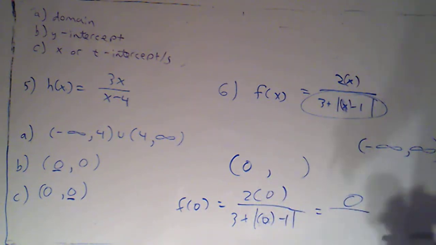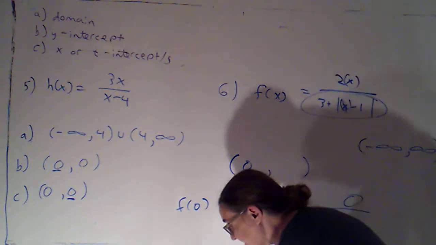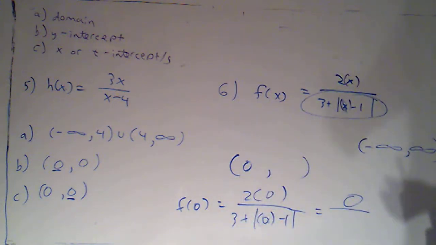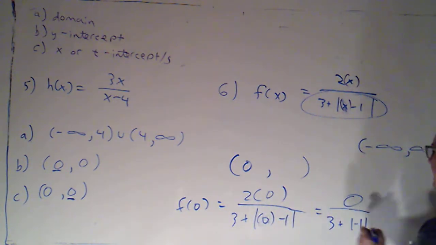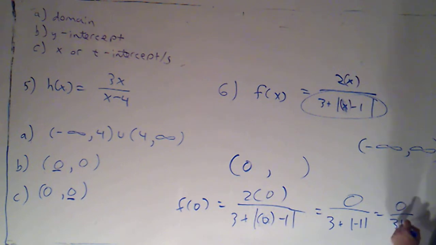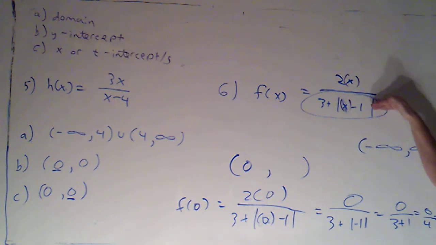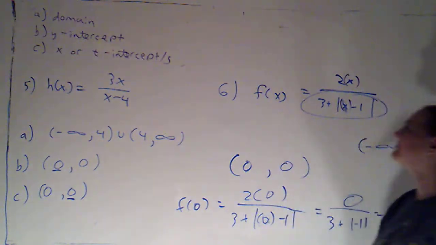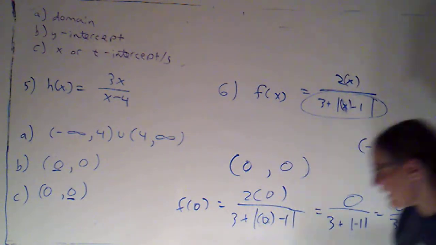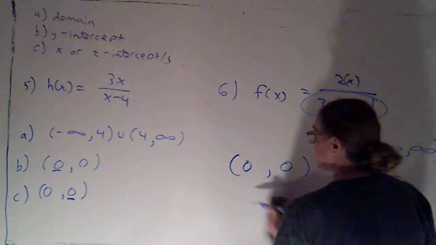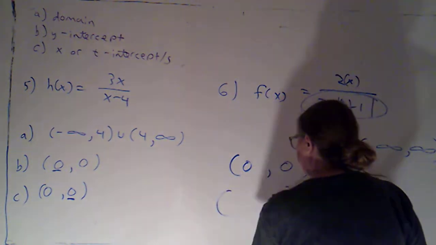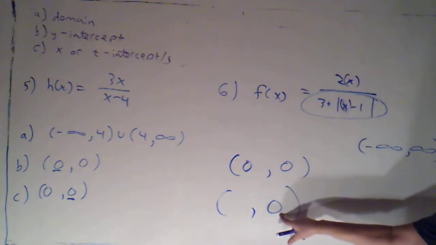So I get 0 on top. It really doesn't matter what I get on bottom as long as I don't get 0 on the bottom. But if I take a look, this is going to be 3 plus the absolute value of negative 1. That's 0 over 3 plus 1. That's 0 over 4, which is 0. As long as I get 0 on the top and not 0 on the bottom, it's going to equal 0. All right, and then I can see that's also going to be an x-intercept, because that makes the y value 0.